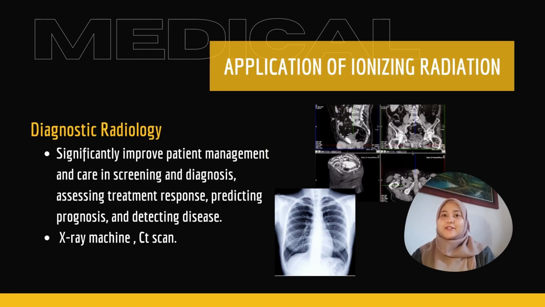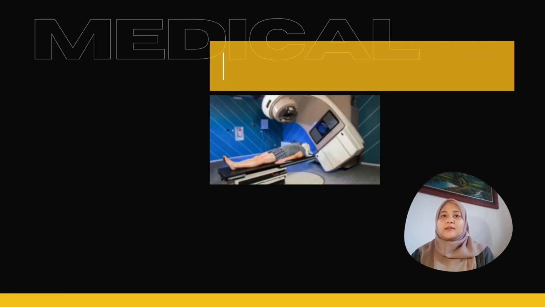Application of ionizing radiation in industrial and medical. Application in medical. First, it is used in diagnostic radiology to produce images of the anatomical internal structure of human organs and the physiological biological system. It helps to diagnose and detect disease. Example devices are X-ray and CT scan.